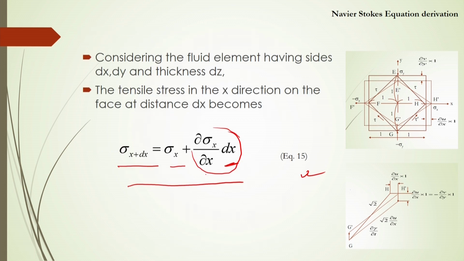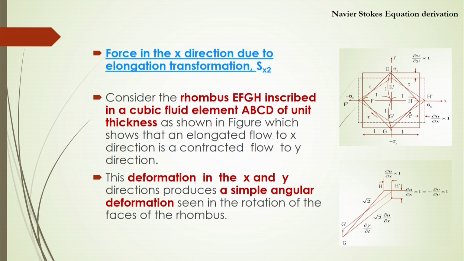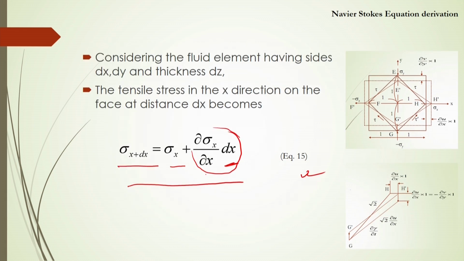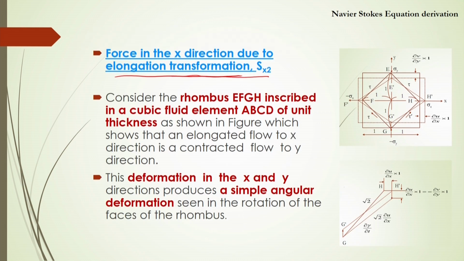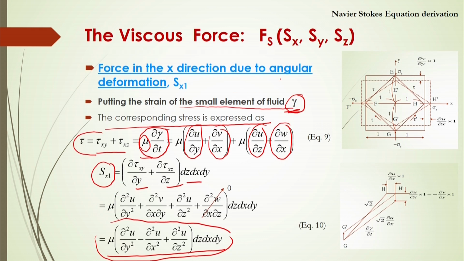What is S x 2? What have we represented by S x 2? We called it the force in the x direction due to the elongation transformation. This elongation transformation you can have from equation number 16 in the x direction. So we can summarize it in the x direction: S x 1 and S x 2. S x 1 is the angular transformation or angular deformation, and S x 2 is the elongation transformation.